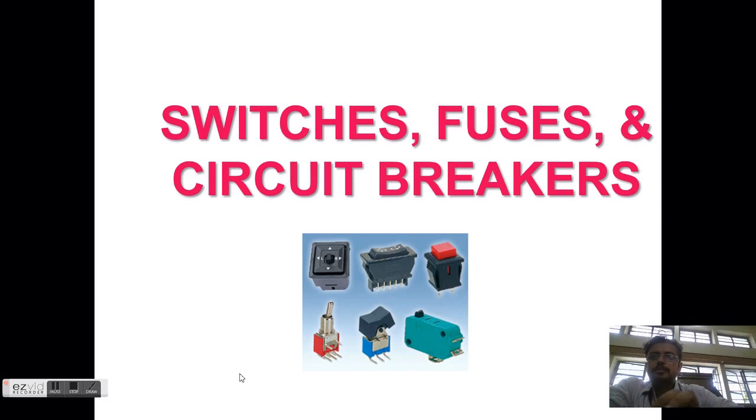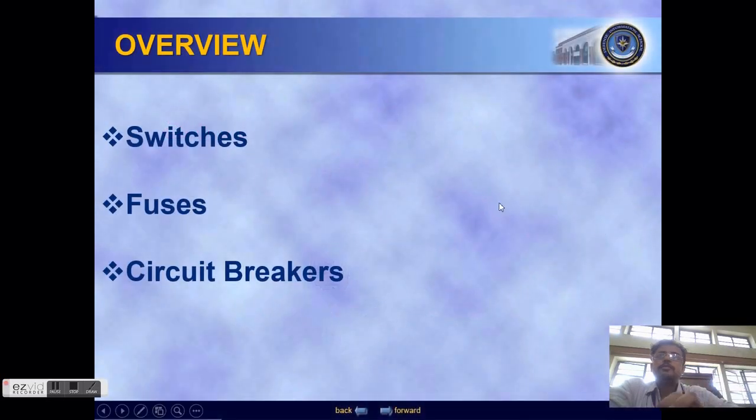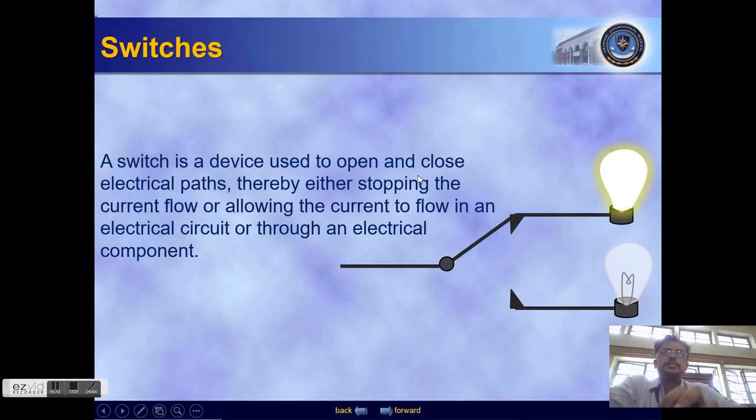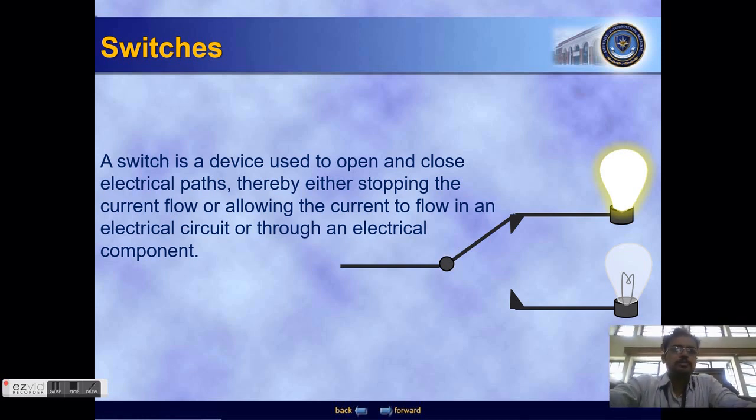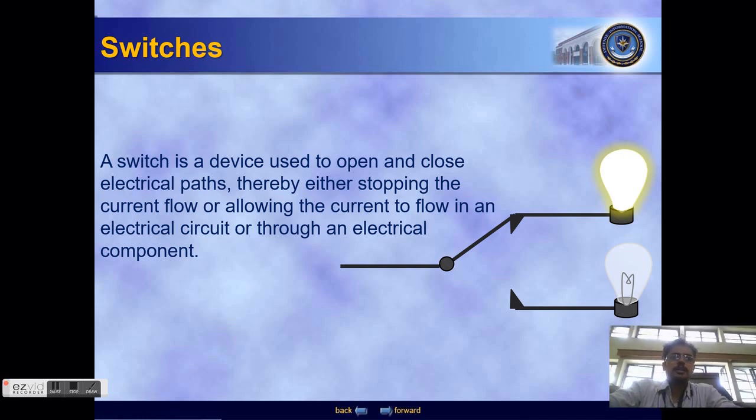Here in this slide we can see there are different types of switches shown. First of all, what are switches? A switch is a device which is used to open and close electrical paths, thereby stopping the current or allowing the current. Yes, right, a switch can do both functions. First, it can allow the current through a circuit, or it can stop the current through a circuit.